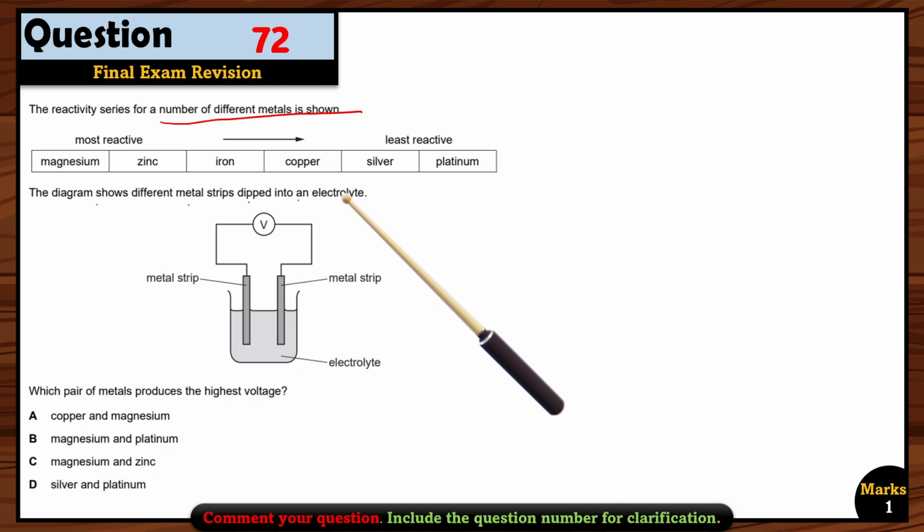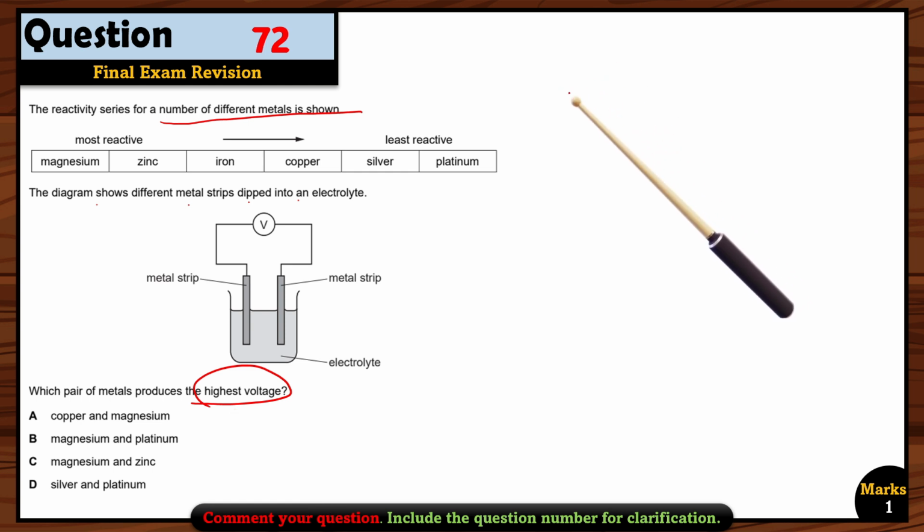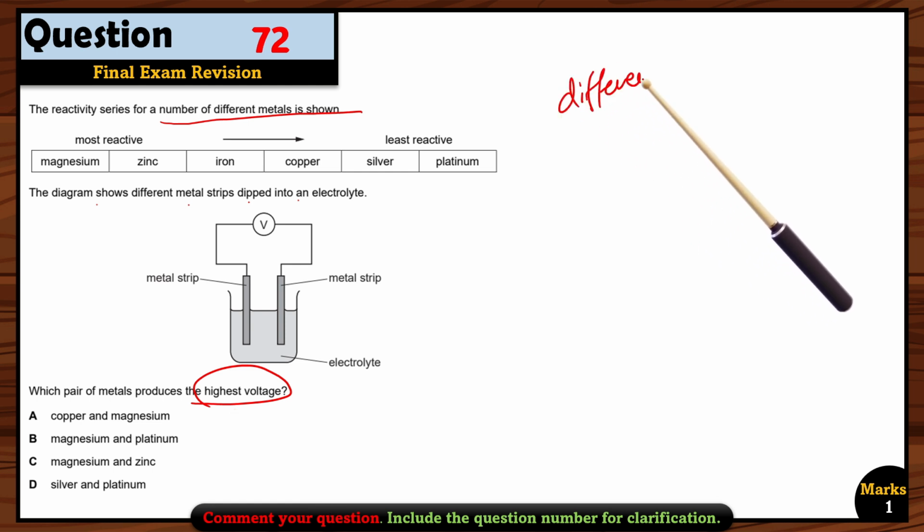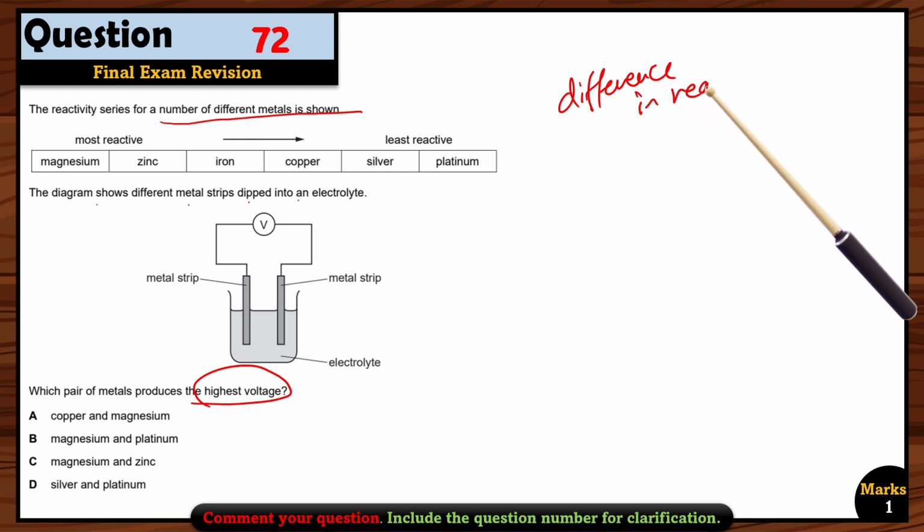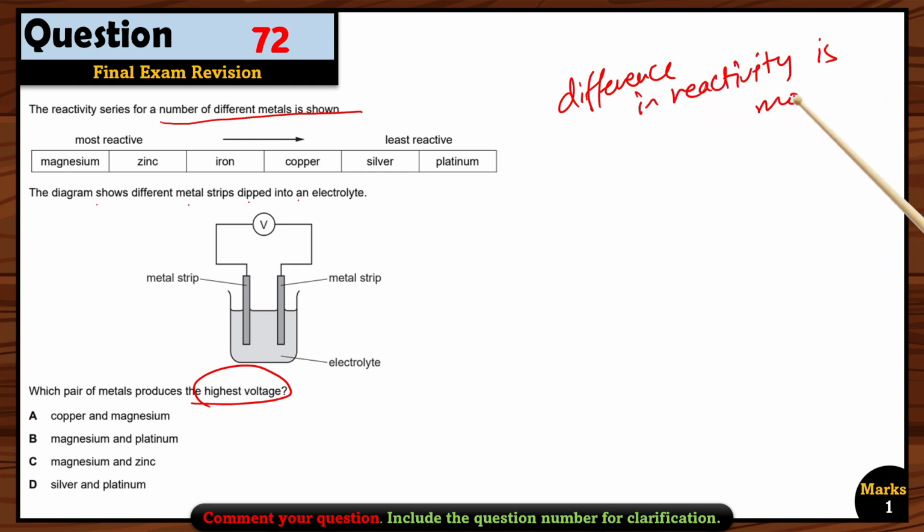I will just give you a quick brief introduction to this question, and then it will be easy for you to solve. They are asking you about the highest voltage. The question is related to which metal strips will produce the highest voltage. Remember that when the difference in reactivity is greater, the voltage will be higher.